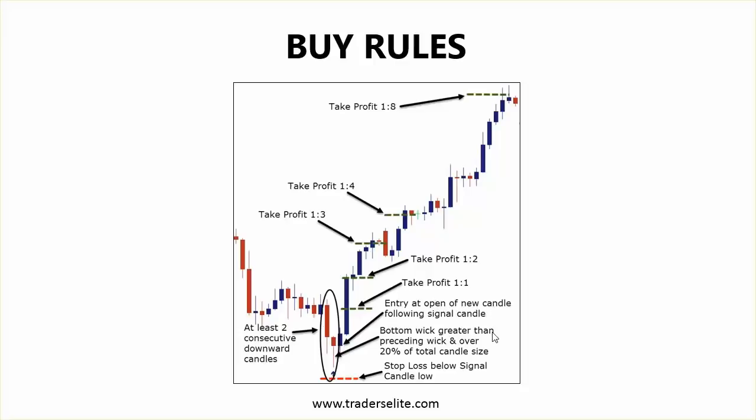In this case, the bottom wick is greater than the preceding wick and over 20% of the total candle size. And in fact, in this case, it's probably over 50%. And that gives you an indication for the strength of the probable flip in direction as well. And of course, at least two consecutive downward candles. Stop loss is placed just below the signal candle low. So give it a little bit of room to move, 5 or 10 pips at least. It depends on how much your total stop is. In this case, it's looking at around 20 or 30 pips.